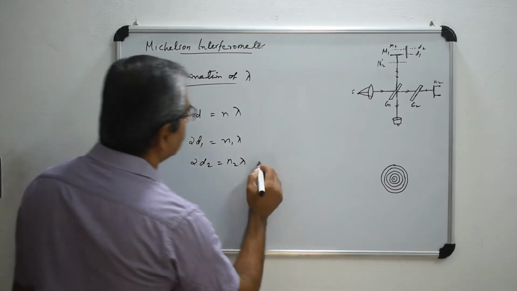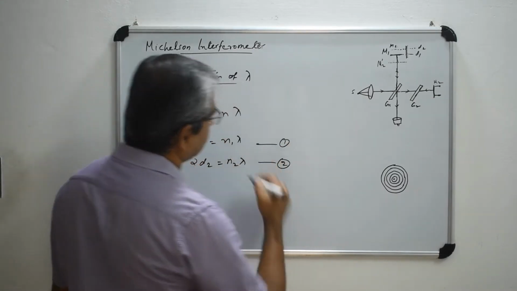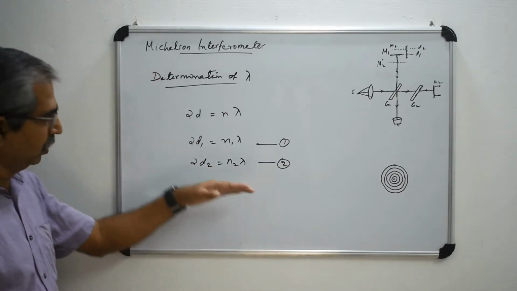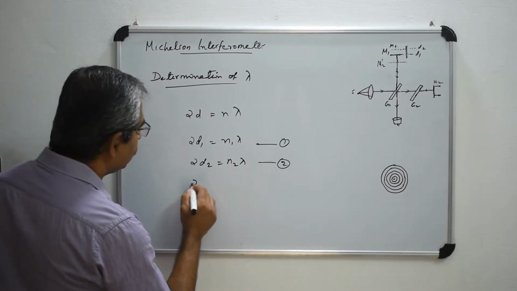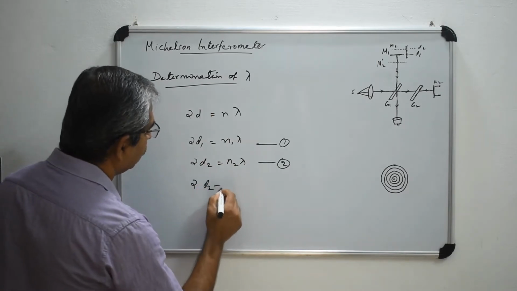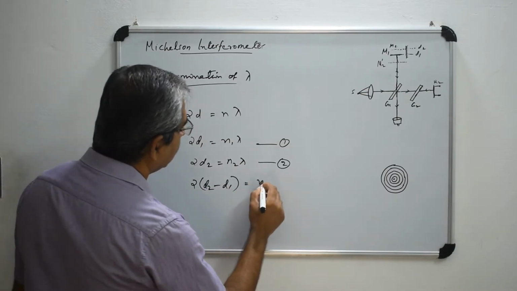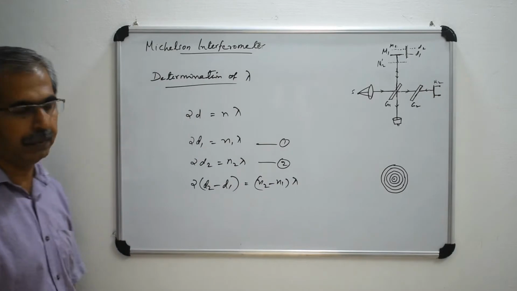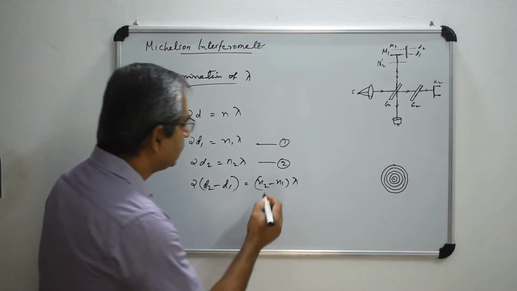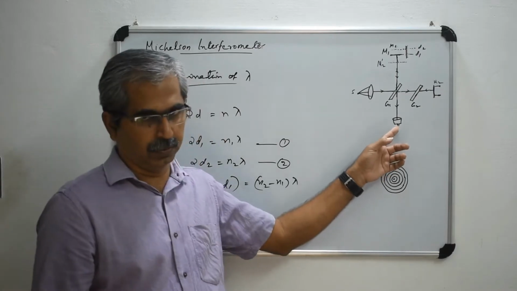Now you take the difference between these two. This is equation number 1 and this is equation number 2. Subtracting 1 from 2, you can write 2 into D2 minus D1 is equal to N2 minus N1 into lambda. Now what is N2 minus N1? You are observing through the telescope.